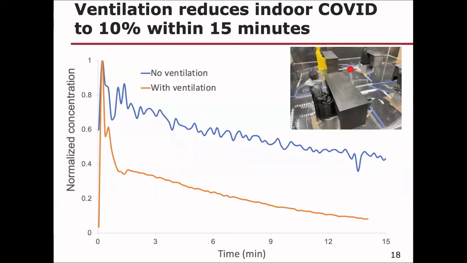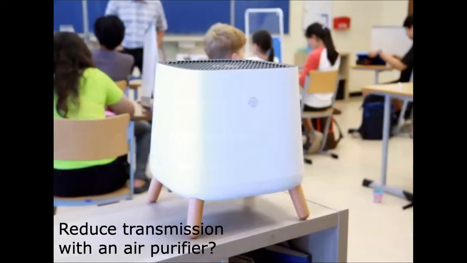We measured the aerosol level near the infectious student. The red dot in the photo was where aerosols were sampled. When the student coughed without wearing a mask, aerosol level rose immediately and then started decaying gradually because the viruses exit the room or get inhaled by others. When the classroom has ventilation, COVID level can drop much quicker than when ventilation is lacking. In this exhibit, ventilation can reduce indoor COVID to 10% within only 15 minutes.